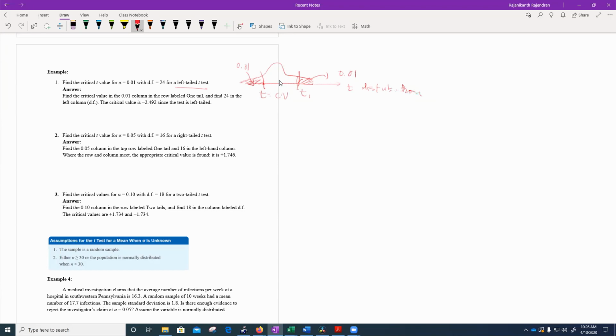So if you want to use the table, always remember you have to plug in the right area. I'm going to check this right area, and the table will give you this value, which is positive. But once you know the positive value, this other one is going to be the negative of that, right? Now let us find my t1. I'm going to check 0.01 for my alpha. And what is my degrees of freedom for this problem? They say degrees of freedom is 24.